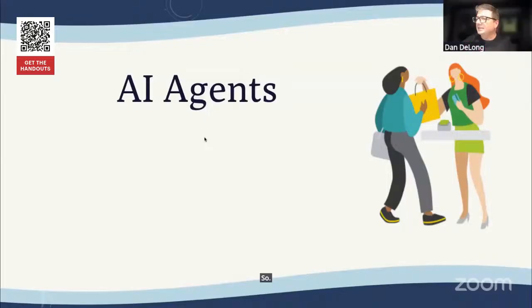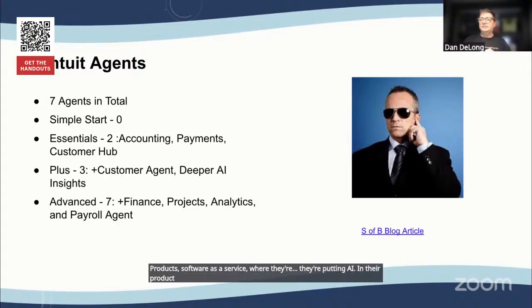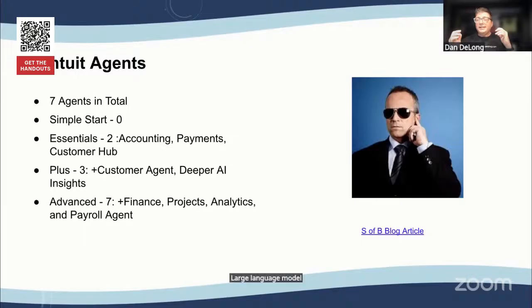So let's go ahead and continue on here. So let's talk about these AI agents. This is a new term, I think, in the AI world, agentic AI, which is kind of where QuickBooks and you'll see all these SaaS products, software as a service, where they're putting AI in their product in some way, right? They spend a lot of money to either train their own large language model, and they are putting those agents in some form inside of their product.